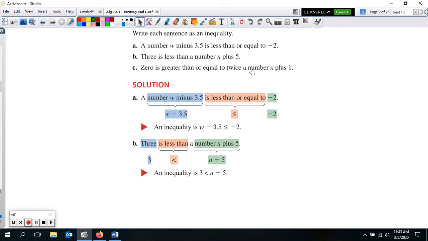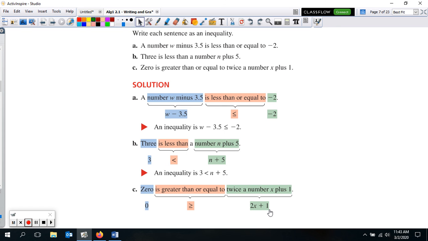Behind it is the twice a number x plus 1. So there you go, it's the red part. So we start off with a 0. We're going to start with greater than or equal to. That's going to go that direction now. Greater than or equal to has a little line underneath it. And then twice a number x, so that's 2 times x, or 2x, plus a 1. That's what you say, 2x plus a 1 there. So you're 0, you're greater than or equal to 2x plus 1, and there it is.